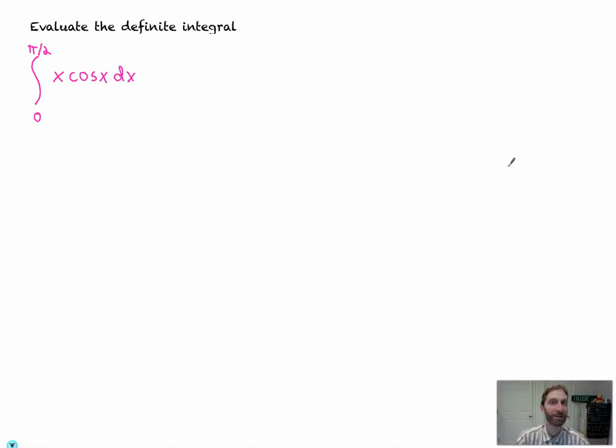Here we go into integration by parts when you have boundaries. Oh my goodness, a definite integral? What do we do? Essentially what you do is you ignore the fact that there are boundaries and you do integration by parts as usual.